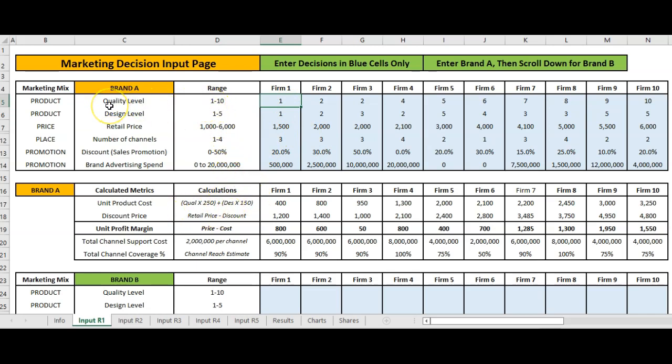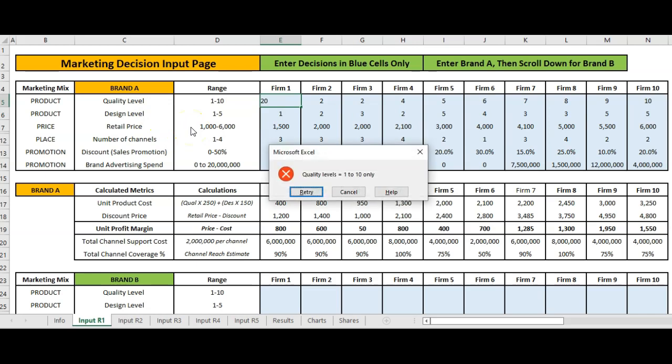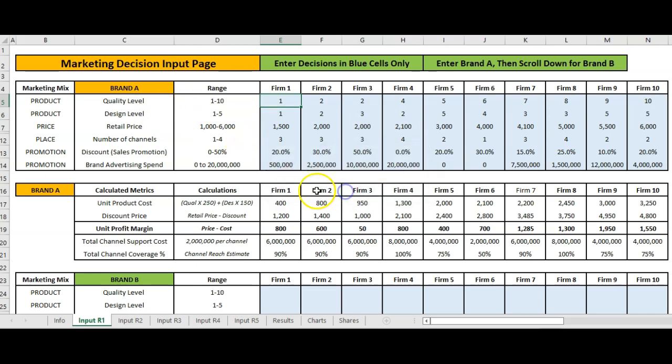Quality level, this is the quality of the TV, 10 being the highest. Again, if you put a wrong number in, say 20, it'll say, no, you can't do that. So it's relatively foolproof all the way through. It has validation sitting under all of these about what's allowable and not allowable. So they come in handy.